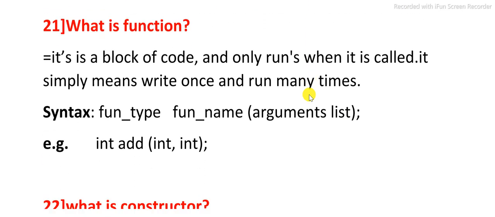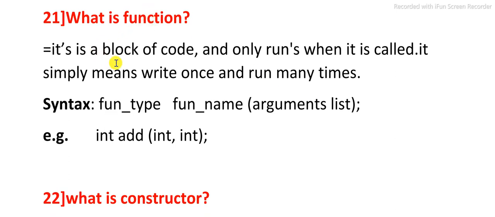So coming to the video, what is a function? It is a block of code that only runs when it is called. It simply means write once and run many times. When the function is called, then and only then does it run. Its syntax is function type, function name and argument list, semicolon. Example: function type is int, function name is add, and argument list is int, int, semicolon.